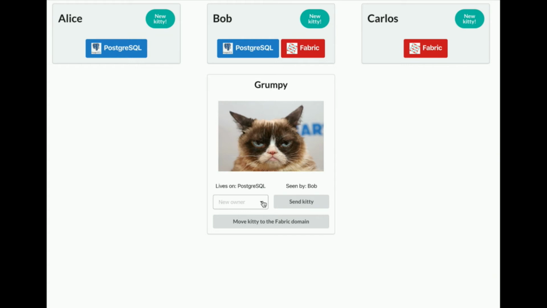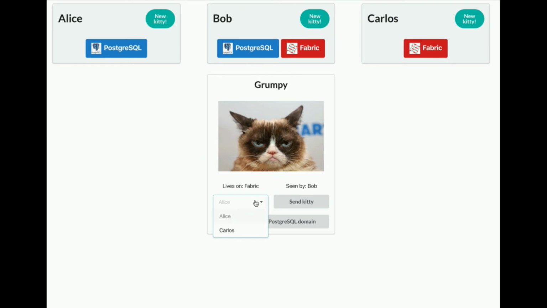Bob, because he's on both of these 2 different ledgers, can do this special thing where he can move the kitty, Grumpy, who's actually a very famous Instagram cat. If anybody's not aware, you should check him out. He can move that kitty to the Fabric domain, because right now you can see it says that the kitty lives on SQL. So we're going to move that kitty over to Fabric.